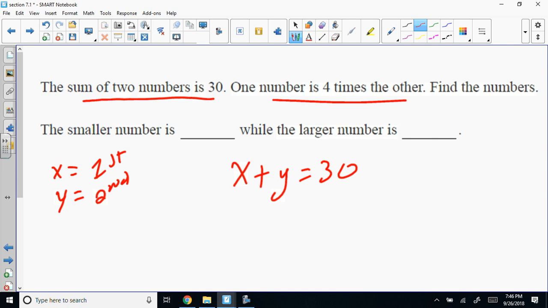Now, so we got the sum of those two numbers is equal to 30. One is 4 times the other. Well, x equals what? 4y, right? Or I could have said 4y equals what? X. It doesn't matter, right? But as long as I put one is equal to 4 times the other, that's the key. Now, what way do you think we ought to solve this? Just plug it in. Plugging in wasn't one of those methods. What was the method? Substitution.